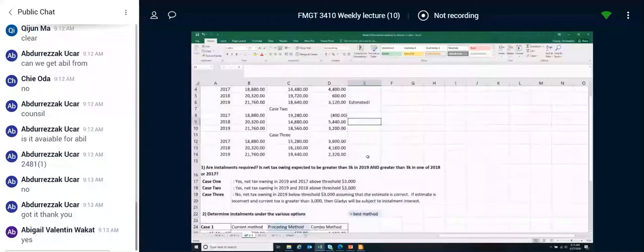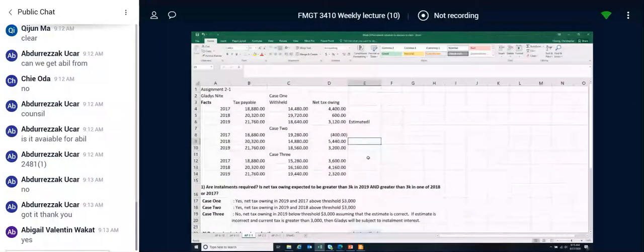You might remember our comment was that 3,000 is the threshold. Your current year has to be over 3,000, so your net tax owing has to be above 3,000. And you have to have more than 3,000 in one of the 2 preceding years. So either 2017 or 2018, you have to have over 3,000. And again, in the 3 cases, they've told you the installments that have been withheld.